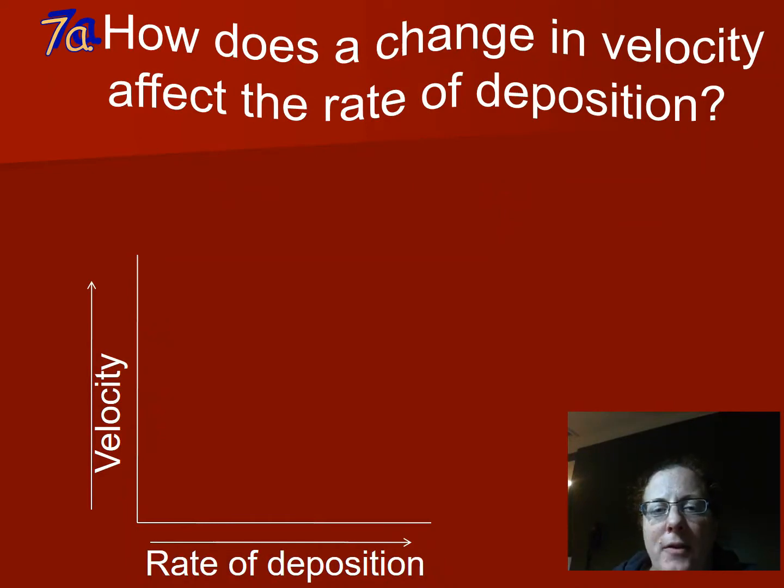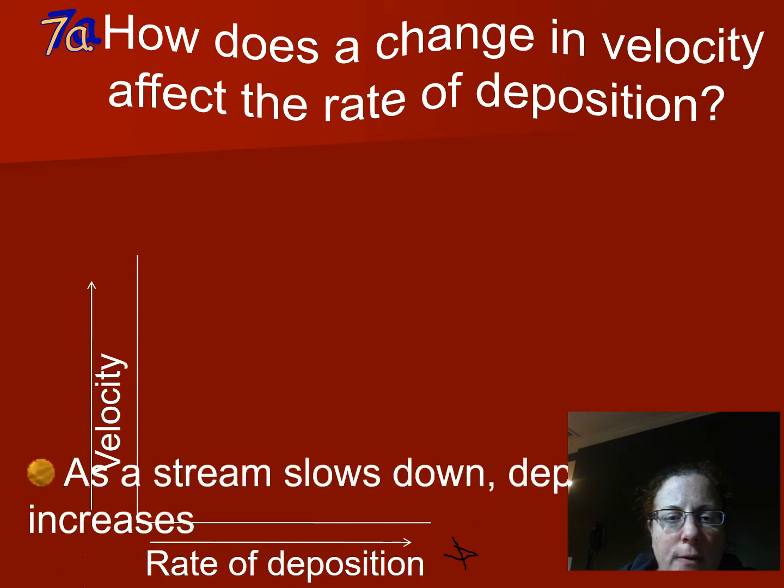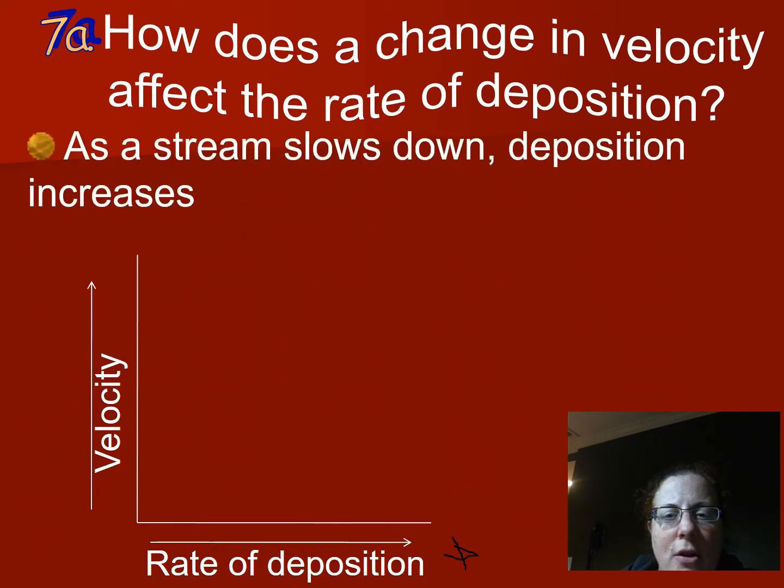So we have some graphing relationships that typically come along with this unit. So let's talk about some of these. How does a change in velocity affect the rate of deposition? So as the rate of deposition increases, what happens to the velocity? So as a stream slows down, the deposition increases. So velocity decreases as the rate of deposition increases. And that would be an indirect relationship.